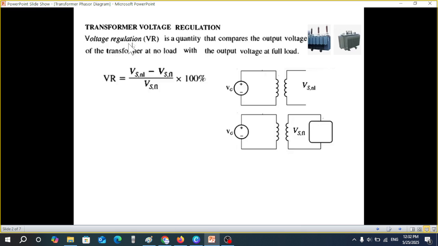Now, what is the importance of voltage regulation? Let's say we want to purchase a transformer and we want to compare the performance of two transformers. The one with the lowest voltage regulation will be better. So from here you can see that what voltage regulation is telling us is that if you connect a load, then the voltage should not drop much. That is the main thing. So if the voltage regulation is low, that means it is a good transformer.